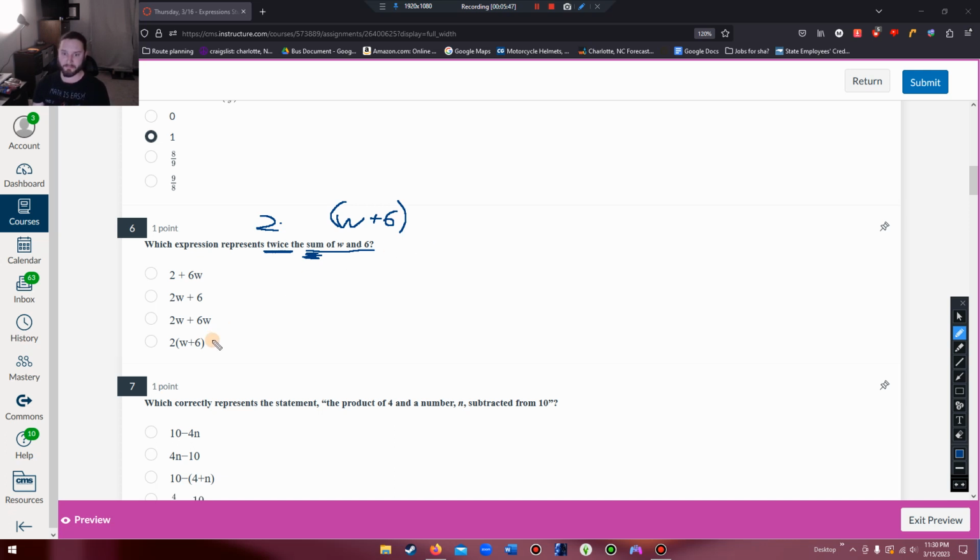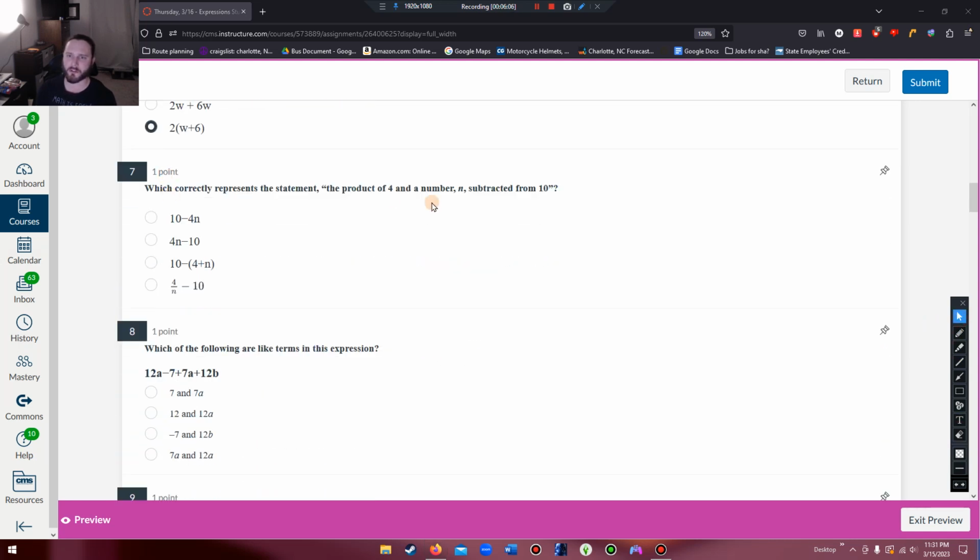So this should all be somewhere in my answer. And if I'm looking, there's only one that has it exactly like this: 2 parentheses W plus 6. If you see the word sum or difference, you should be trying to see if you need parentheses in your problem.